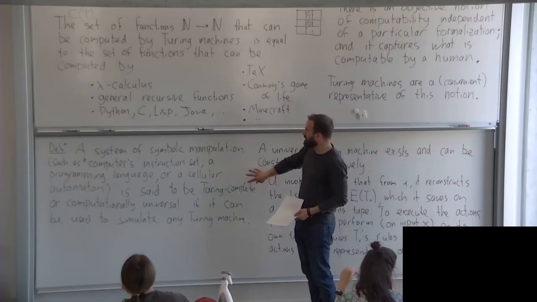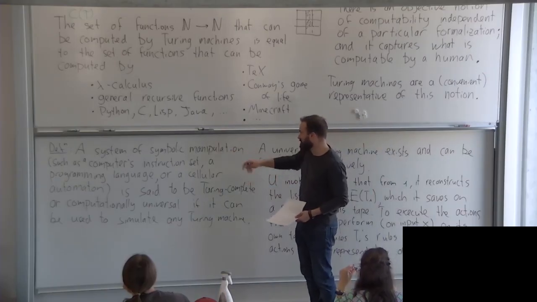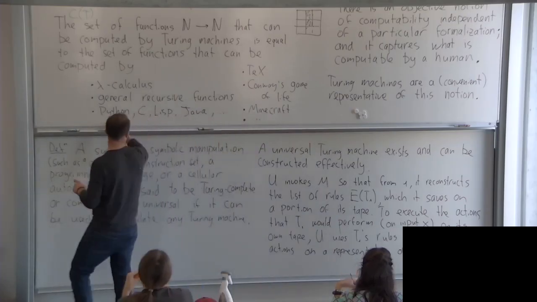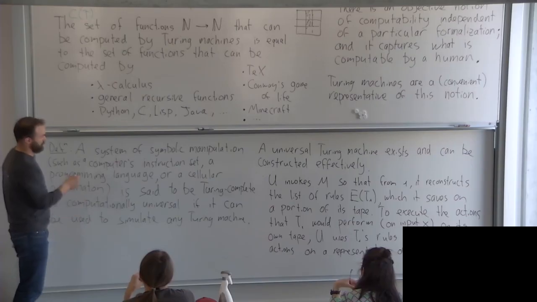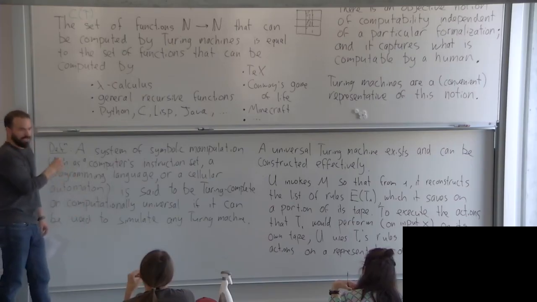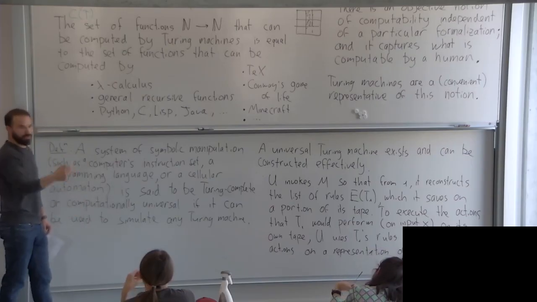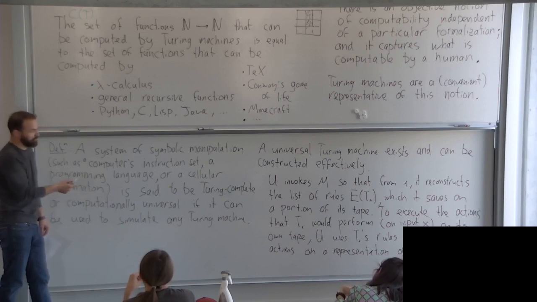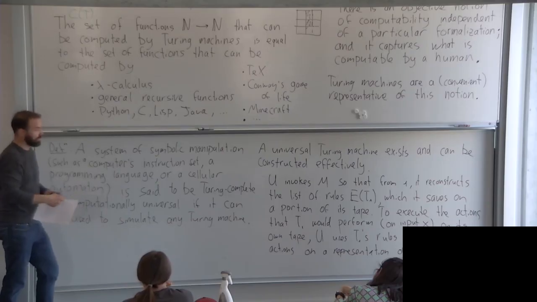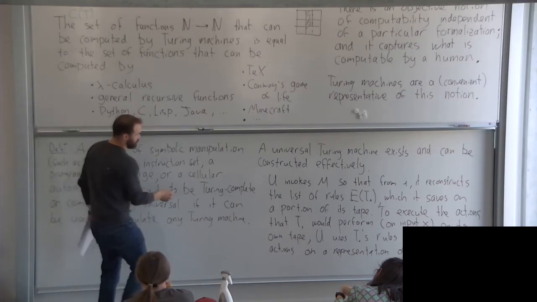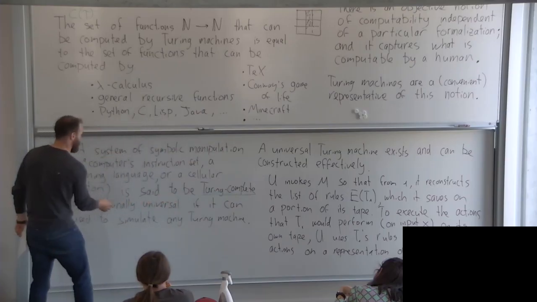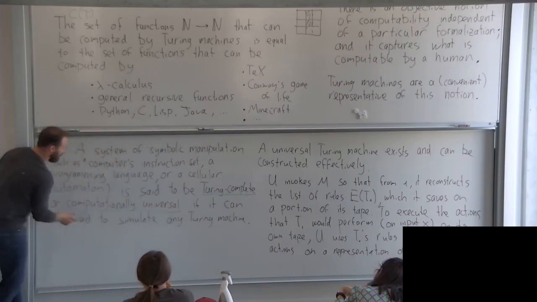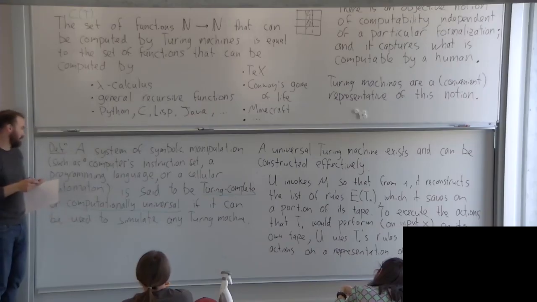Implicit in that definition is that the system of symbolic manipulation is not going to be stronger than Turing machines. If you assume that the system is not going to be stronger than Turing machines in terms of what it can compute, what you want to show is that it's at least as strong as Turing machines, so that it can simulate Turing machines. Computationally universal is the other.